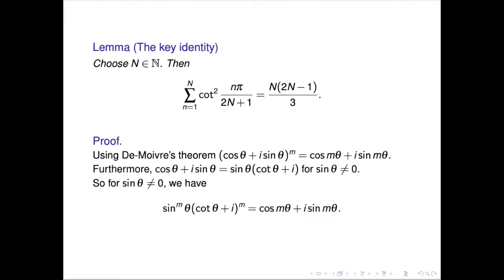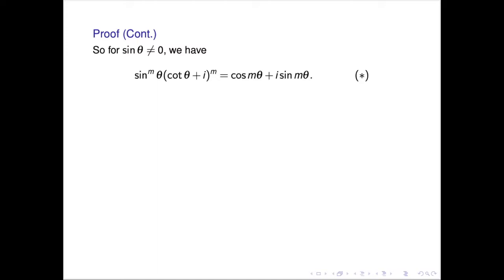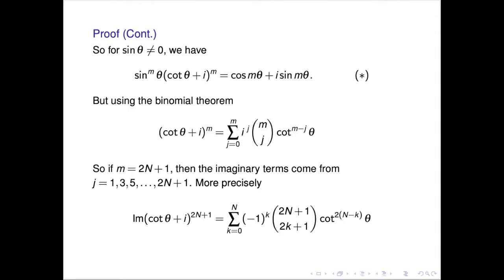So combining this with De Moivre's theorem, if sine theta is non-zero, then sine theta raised to the power m times cotangent theta plus i raised to the power m equals cosine m theta plus i sine m theta. This relation we label with an asterisk. We will now begin slowly to mold this expression and then equate the imaginary parts to arrive at our identity. So first, using the binomial theorem, we know that cotangent theta plus i raised to the power m can be expanded as the sum as j goes from 0 to m of i to the power j times m choose j times cotangent of theta raised to the power m minus j.